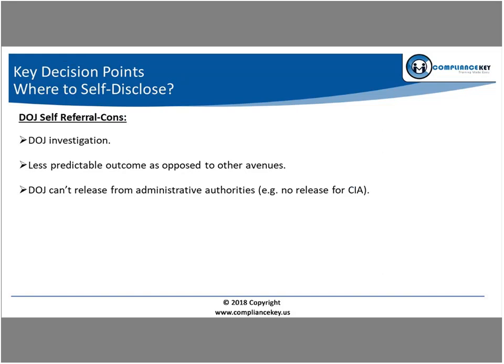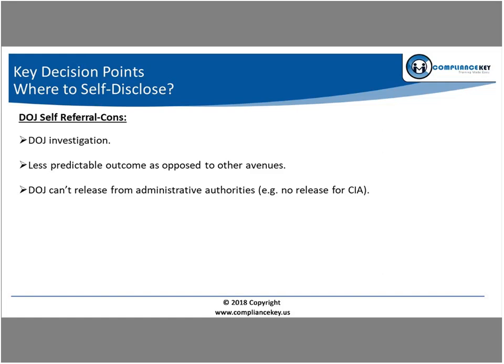On the con side, just be aware that you are likely going to be subject to a DOJ investigation, which is going to be much more extensive than some of the other federal agencies and the other processes that are in place. Obviously, it's going to be a much less predictable outcome as opposed to the others. You have DOJ investigators and attorneys that are going to vary in their interpretation of law from one to the other, so it creates a less predictable process or potential outcome. And just keep in mind that they can't release you from some administrative authorities, fines and penalties. So, for example, there's no release for a corporate integrity agreement.